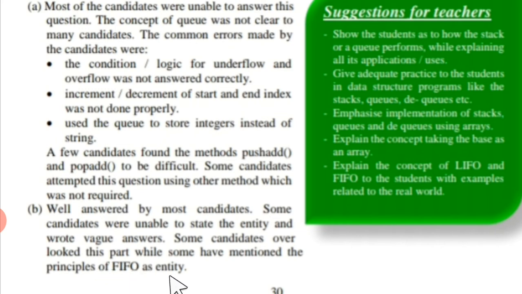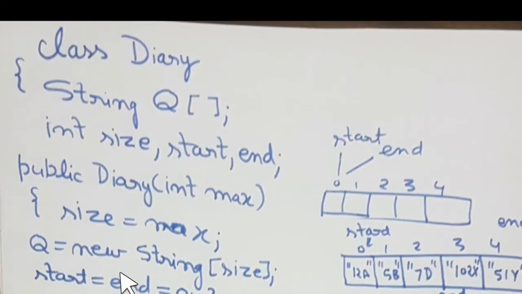Okay, so when they are asking for the entity, write straight away the name of the entity, that is Q, not FIFO or LIFO, whatever it follows. All right. Now, students, here is the solution of this program. The class name is diary. It's given in the program already.